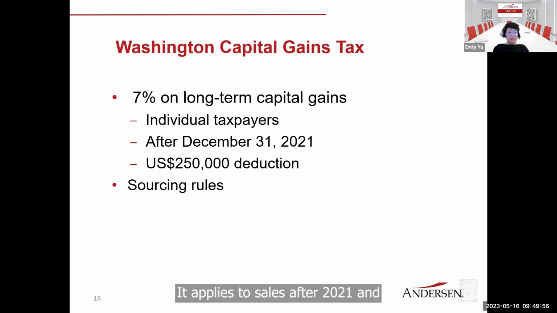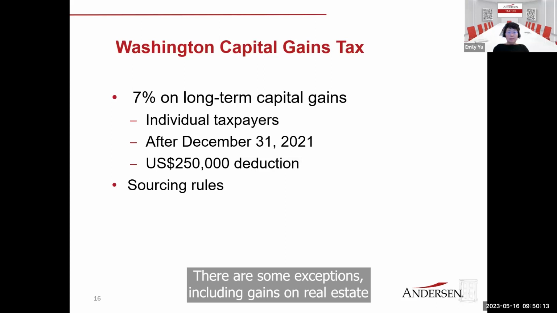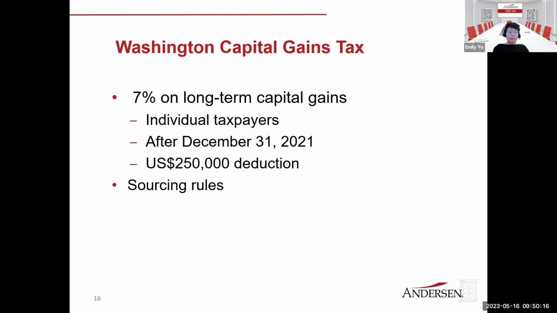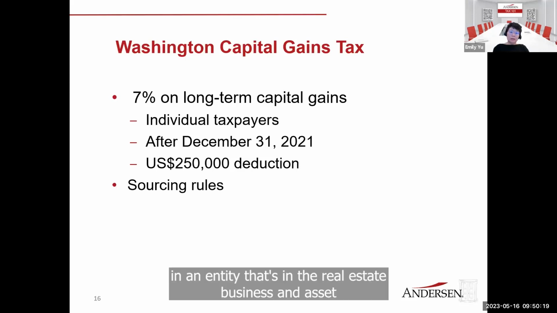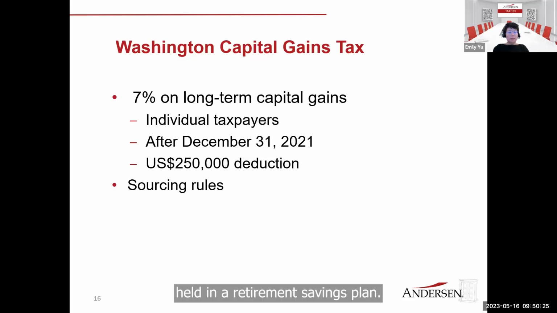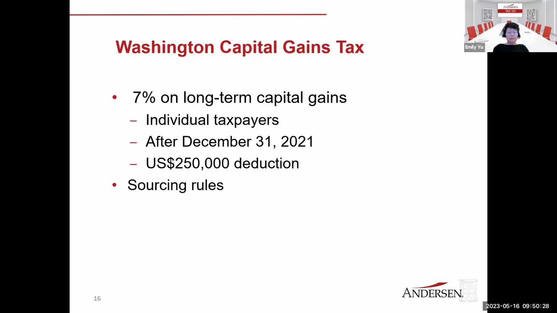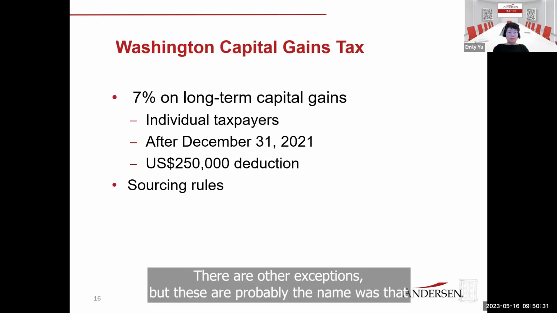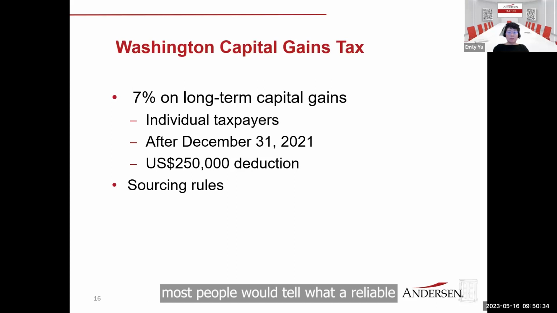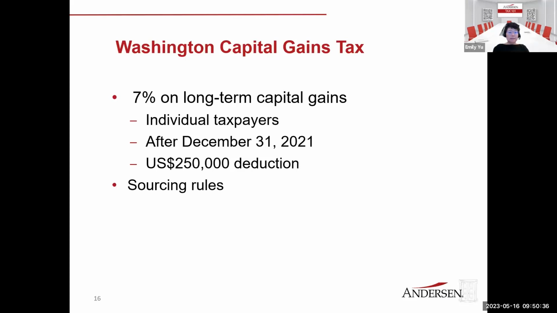It applies to sales after 2021, and it's only accessible on long-term capital gains above $250,000, as a deduction, in US dollars. Okay, there are some exceptions, including gains on real estate, sale of a controlling interest in an entity that's in the real estate business, and an asset held in a retirement savings plan. There are other exceptions, but these are probably the main ones that most people would rely on.